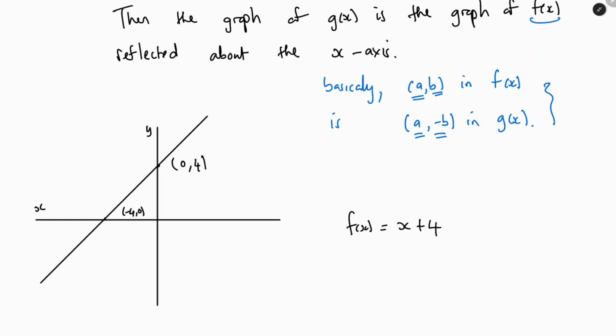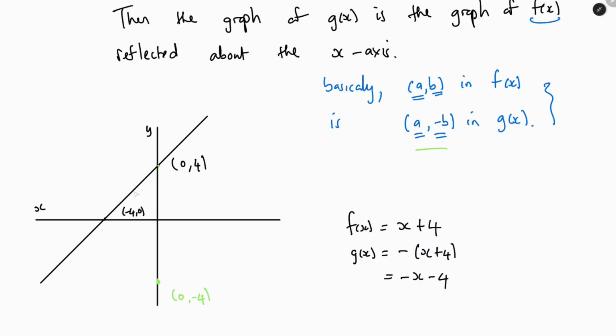So what is g of x? g of x will be minus f of x, which is the same as minus (x plus 4), which is minus x minus 4. So what we're going to do first, we're going to take each point on this line and reflect it in this way over here. So we look at this point, (0, 4), so that means the point (0, minus 4) is then on the graph of g of x.